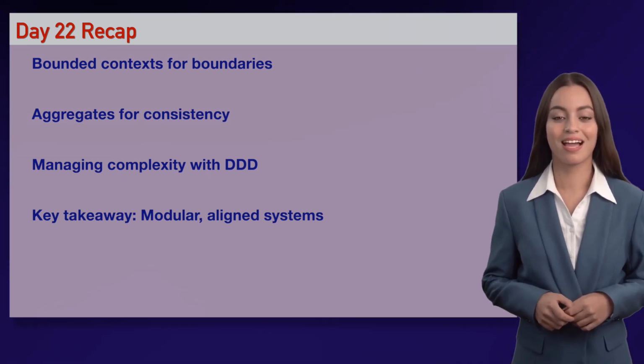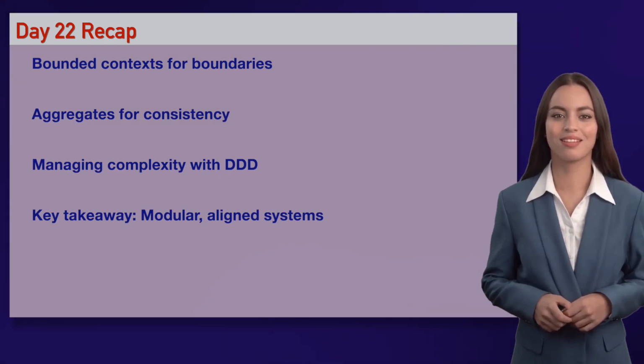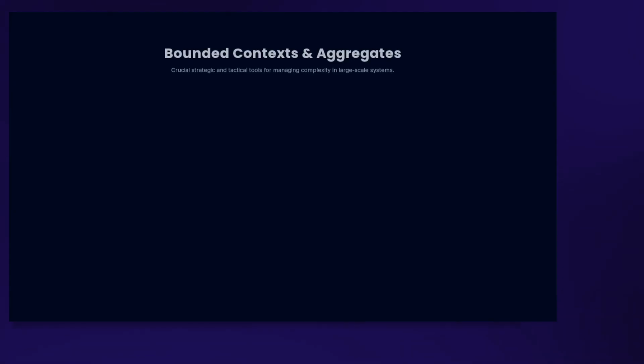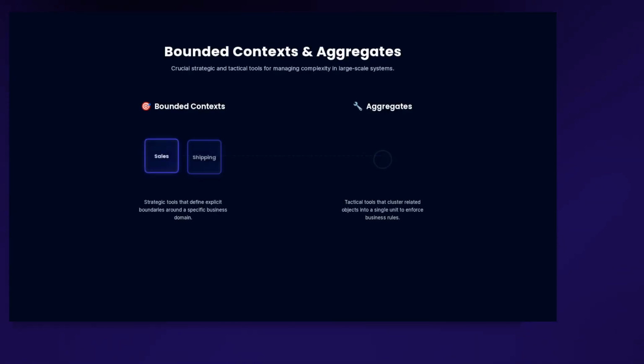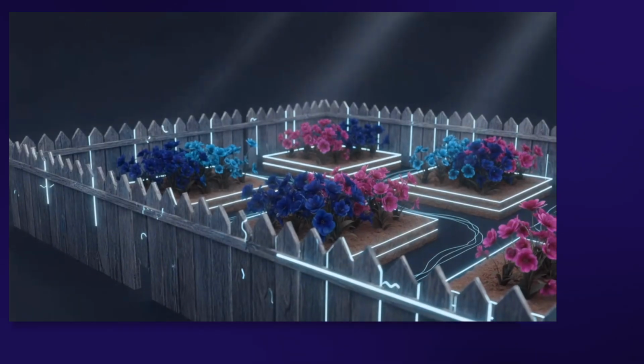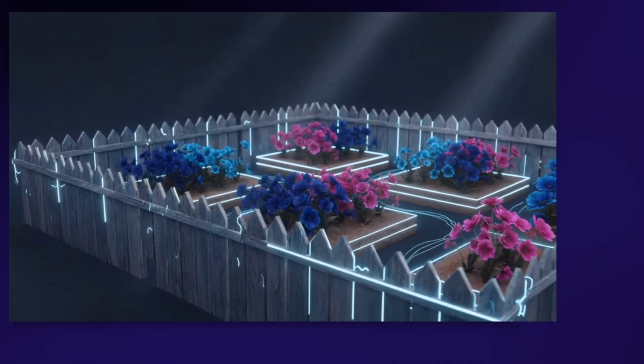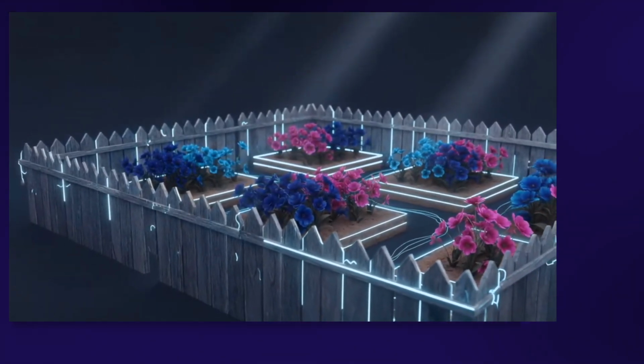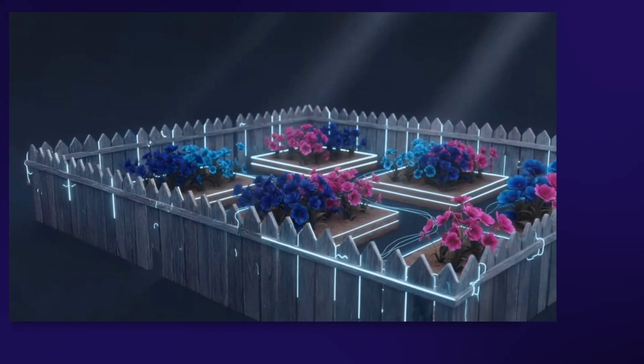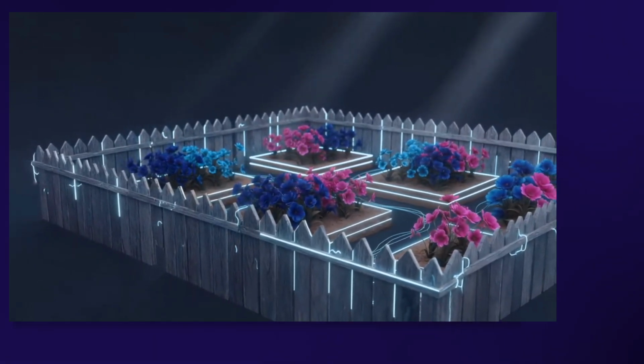Welcome to Day 22 of our 50 Days Software Architecture class on YouTube, where we dive deep into domain-driven design, a methodology introduced by Eric Evans to tackle complexity in the heart of software. Today, we're exploring bounded contexts and aggregates, crucial strategic and tactical tools for managing complexity in large-scale systems by aligning code with business domains. These concepts help break down intricate domains into manageable, consistent modules, enforcing business rules like pricing calculations and reducing coupling between different parts of the system.